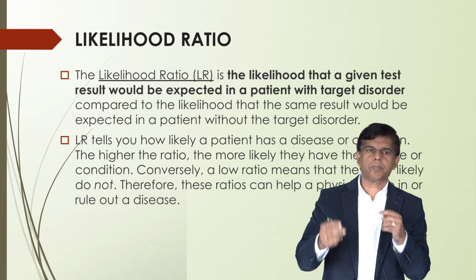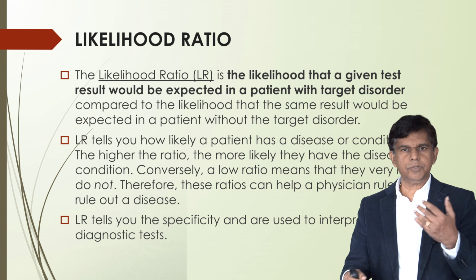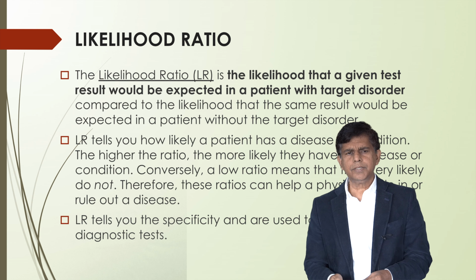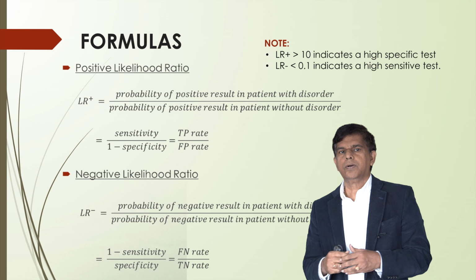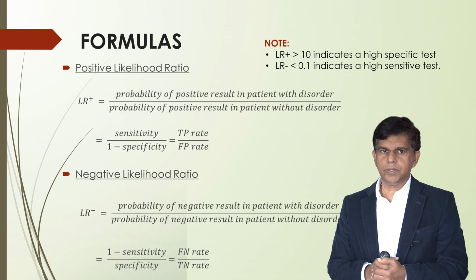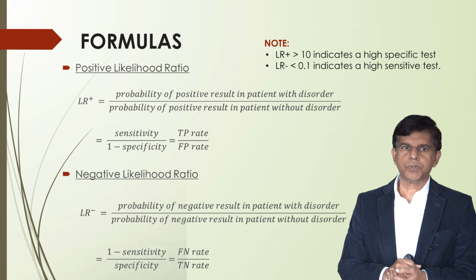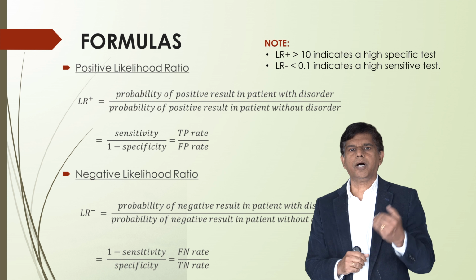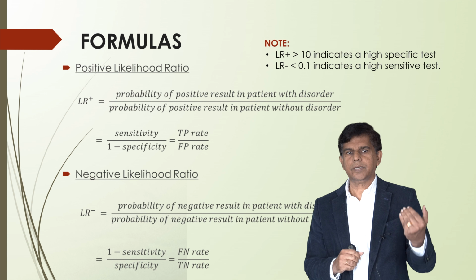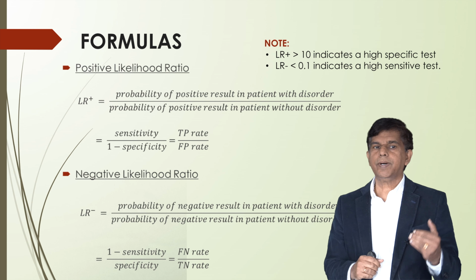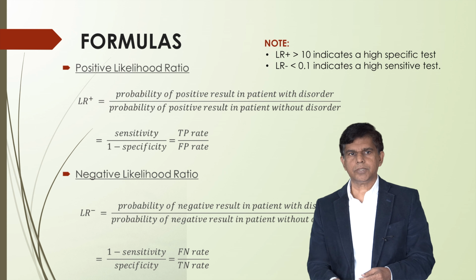You can use this to interpret diagnostic tests or symptoms and come up with the post-test probability, which we'll talk about later on. So let's show the formula for how we can calculate the positive likelihood ratio. The positive likelihood ratio is the probability of a positive result in a patient with the disorder divided by the probability of a positive result in a patient without the disorder. The simple way to remember it is sensitivity divided by 1 minus specificity, which is actually the true positive rate divided by the false positive rate.